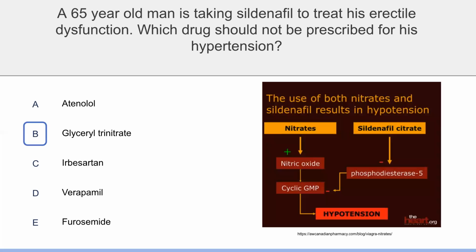Yep, so more buzzwords. A contraindication of nitrates is Viagra. Basically, don't use them together.